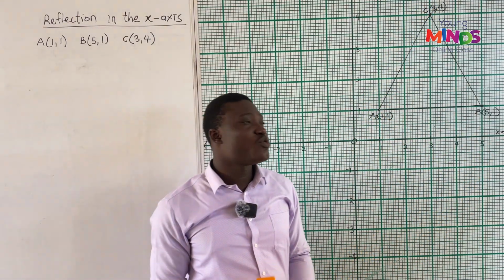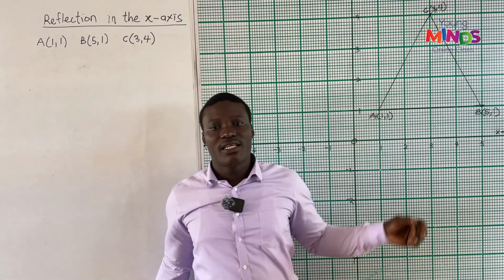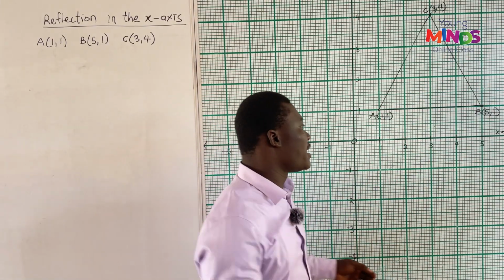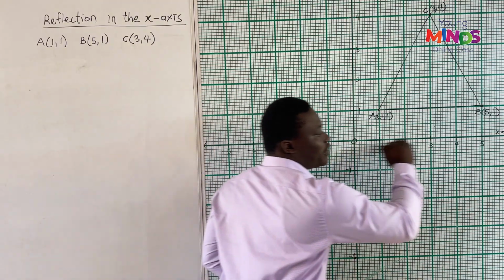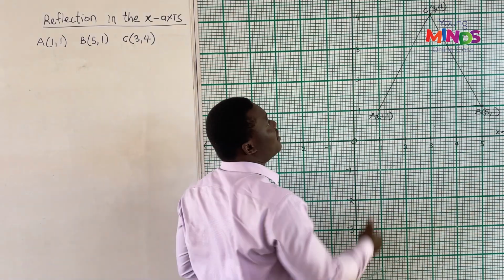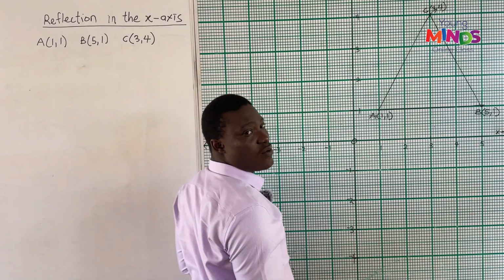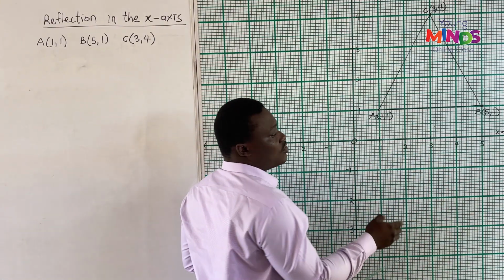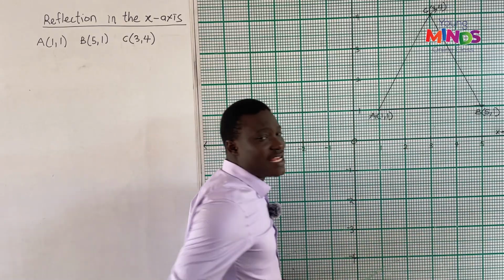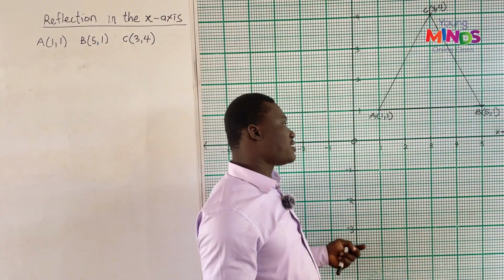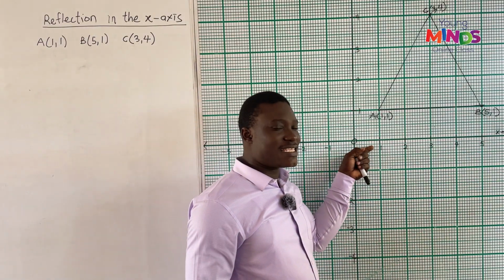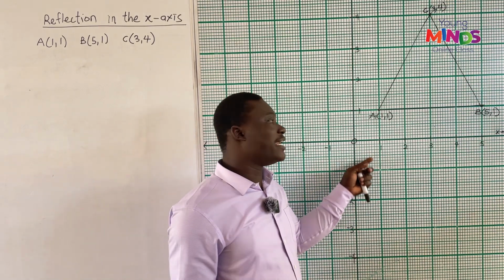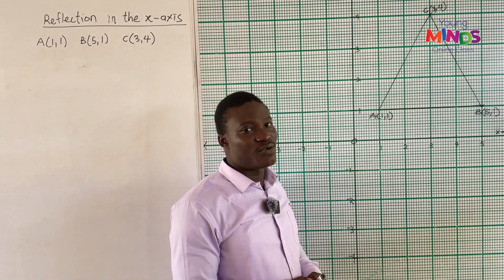We are now coming to reflect this image in the x-axis. Since we learned that this horizontal line is the x-axis, and this vertical line is the y-axis, we are then coming to use the x-axis. So if you are coming to reflect in the x-axis, it also means that we are using the x-axis as a mirror line. And it also means reflection in the line y = 0.